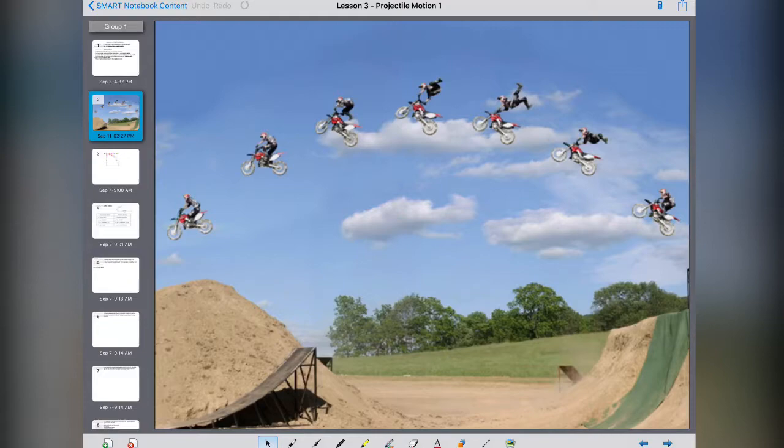Okay, so welcome back to physics. This is lesson 3 on projectile motion.